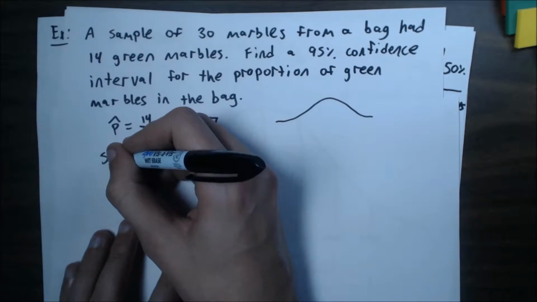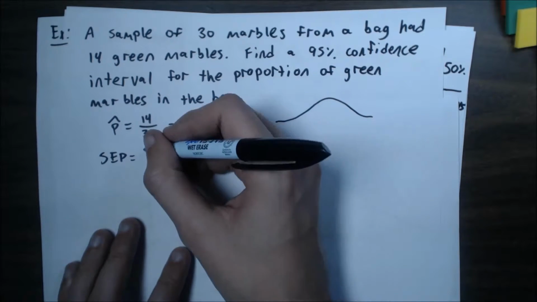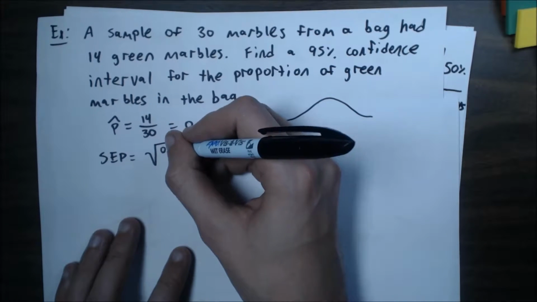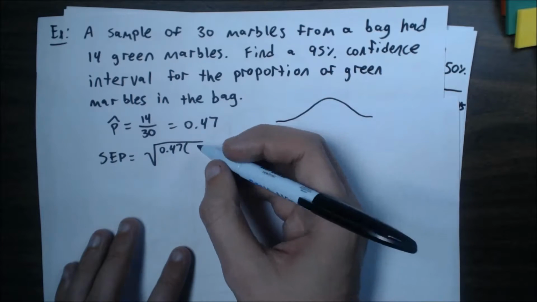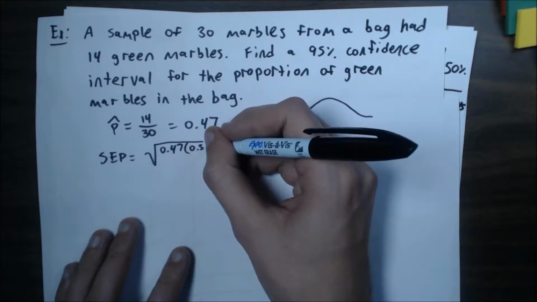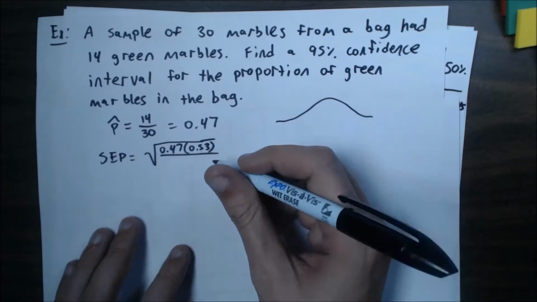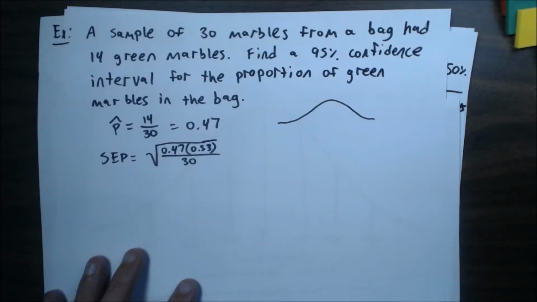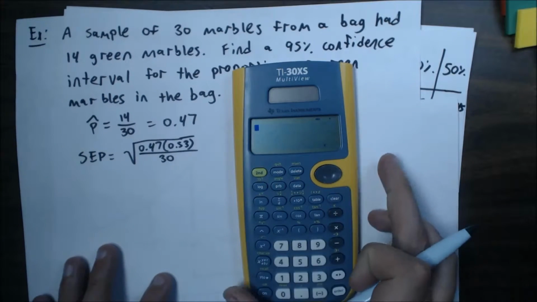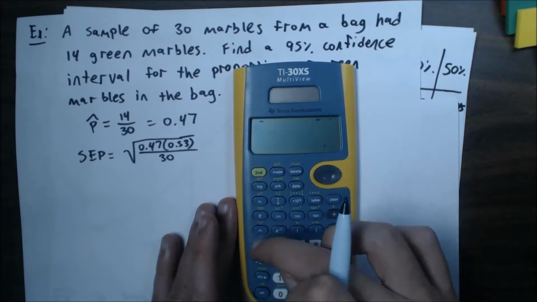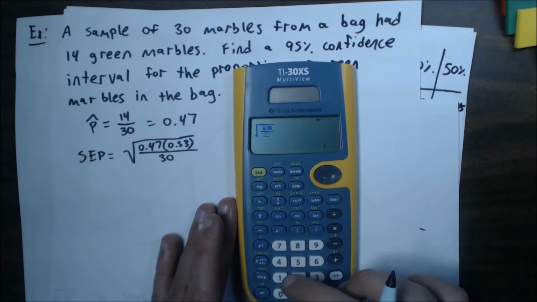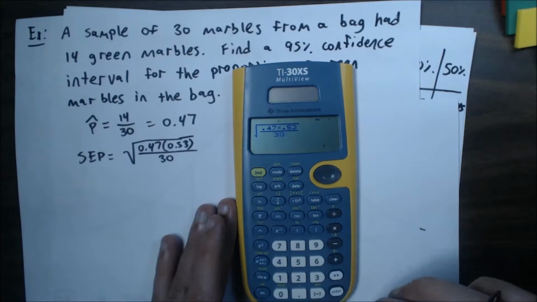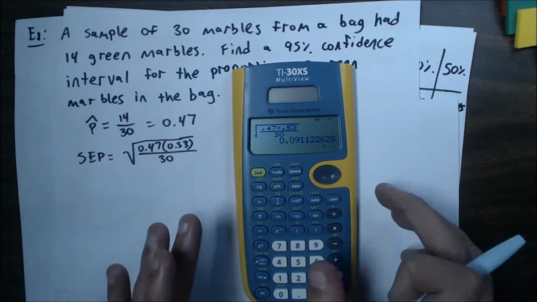Remember, that's the SEP. SEP is the square root of p hat, 0.47, times 1 minus p hat, which would be 0.53. So again, remember, they always add up to 1, divided by the sample size, which in this case is 30. So let's put that in our calculator, see what we get. I'm going to do the square root of, hit the fraction button, 0.47 times 0.53 divided by 30. It's about 0.091.